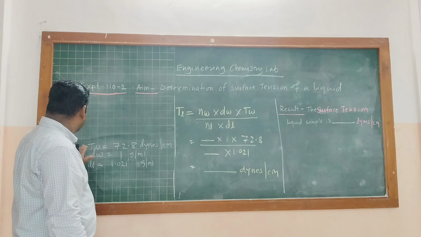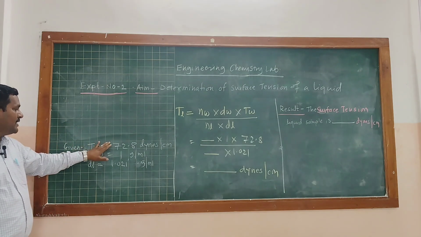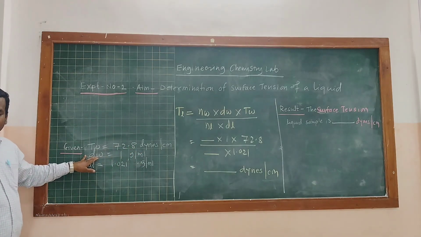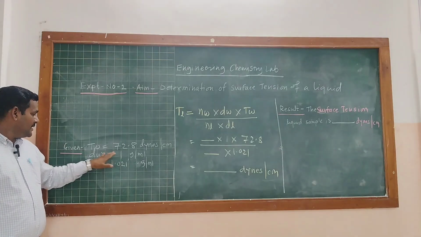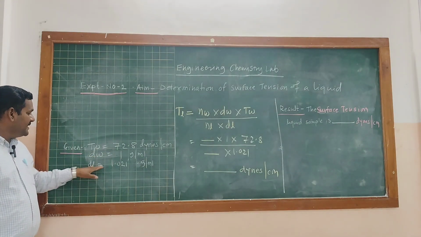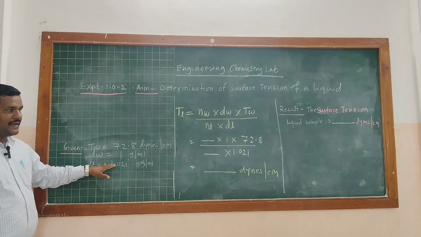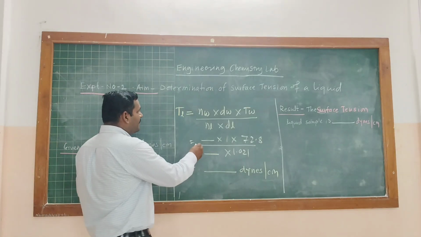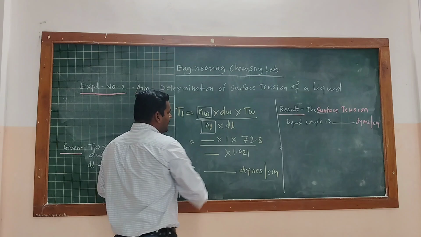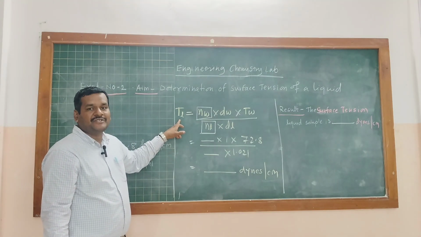So here some data is given. Here TW, the surface tension of water, is given to us, which is 72.8 dynes per centimeter. Also the density of water is given, which is 1. Density is the mass upon volume. So the density of the liquid is 1.021 gram per ml. These values are given to us, and what we have to measure? We have to measure the number of drops of water and the number of drops of liquid. By measuring these two values, we can calculate the surface tension of a liquid.